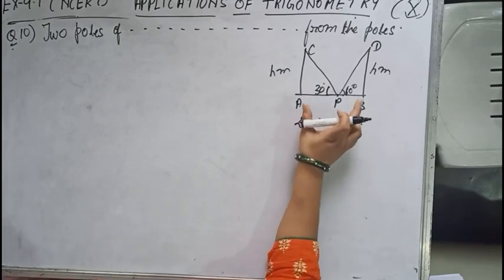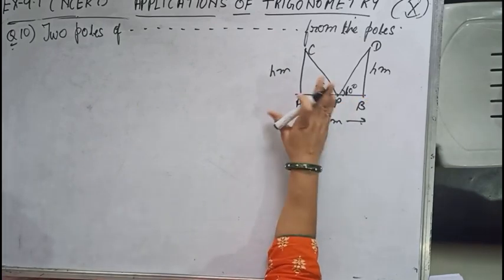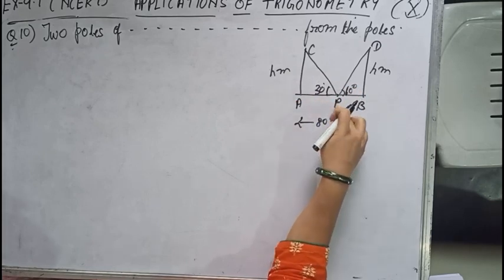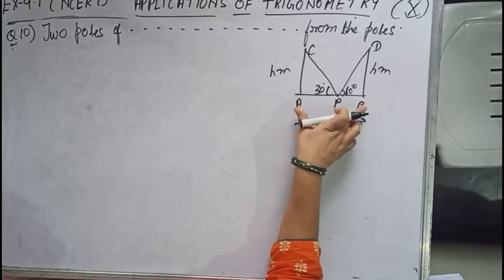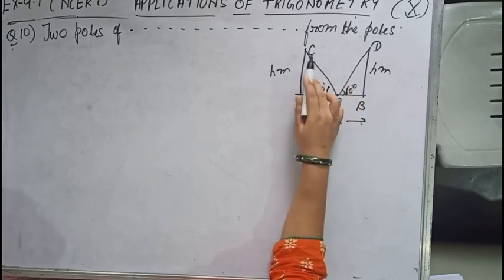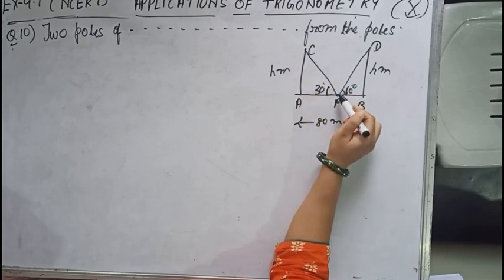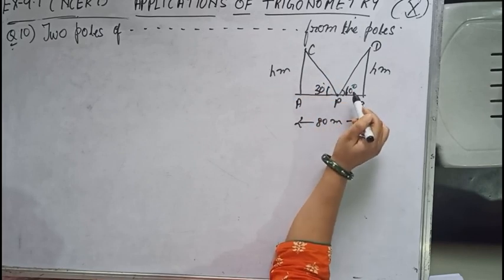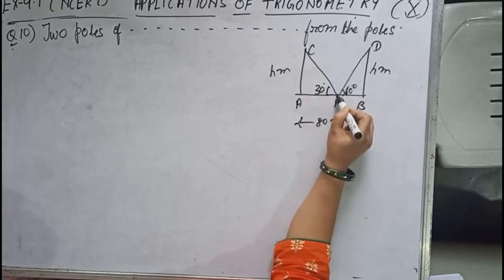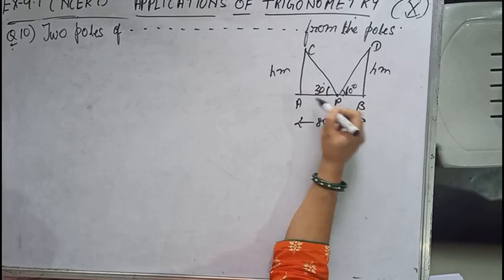Here it is given that two poles of equal height are standing on either side of the road. The width of the road is 80 meter. Also, if we take any point P on this road, and from this point P we see the top of the poles on either side, it makes angles of elevation of 30 and 60 degree. We have to find the height of the pole as well as the distance of this point from either pole.